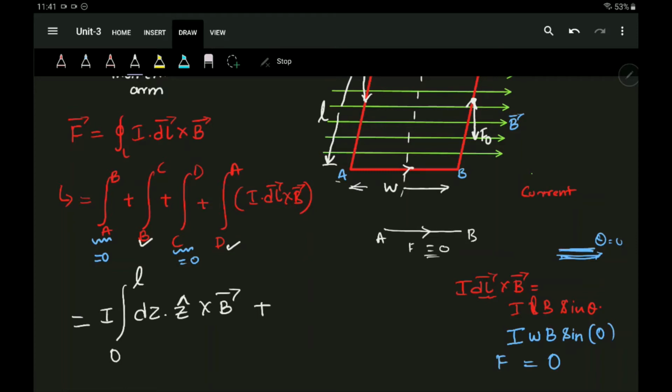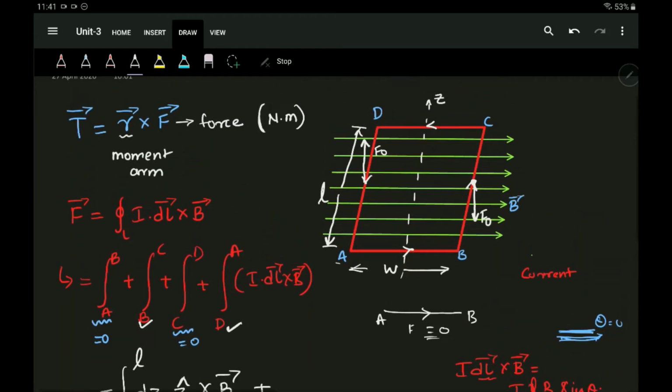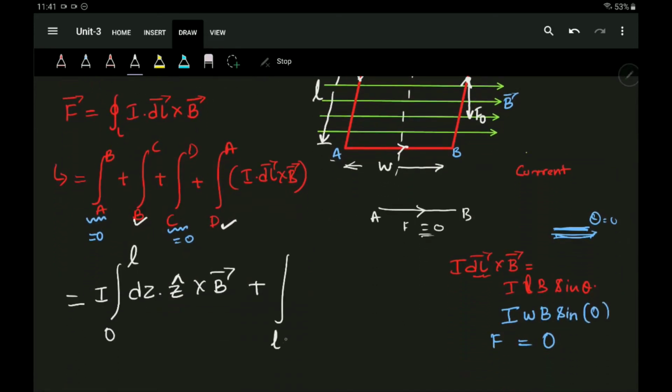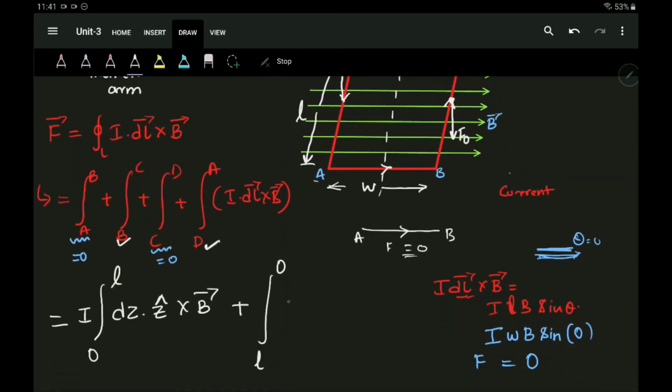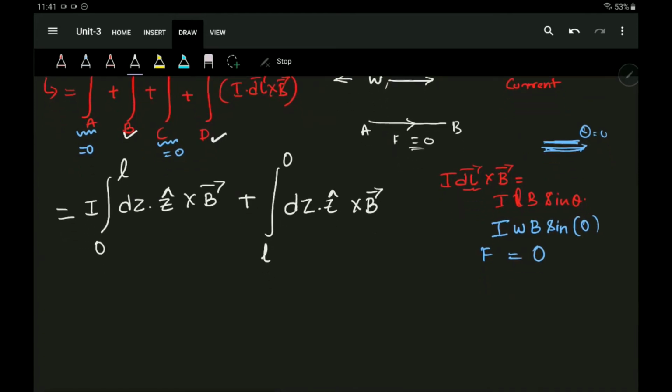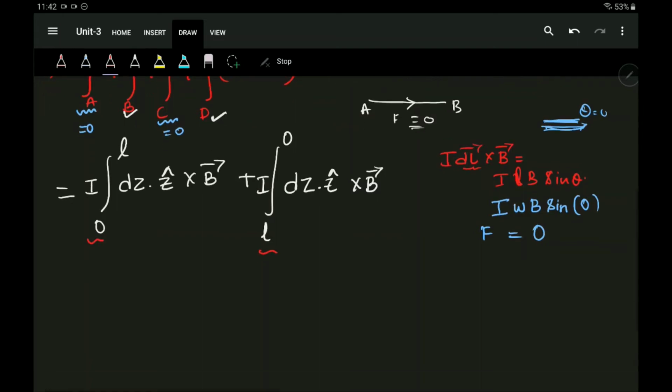Now I'm calculating this thing. This has been done. I have to calculate this. For the path D to A, I'm coming from a distance L back to 0. Hence my integral will be running from L back to 0. Again I'm moving in the z axis direction, hence it is dz z cap cross B vector. Okay, that is the length traveled. So if you see this, here also I'll be having current, because I dl, right? Both the derivations are lookalikes. Only thing is the integrals are different.